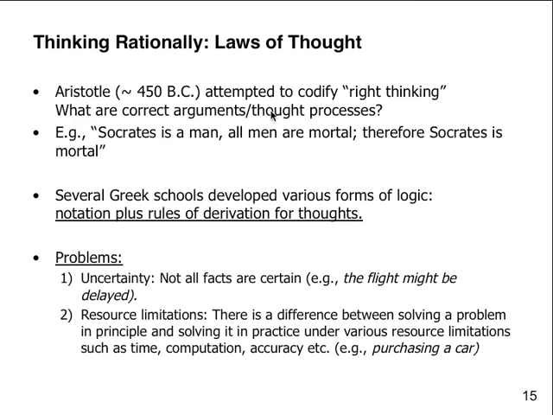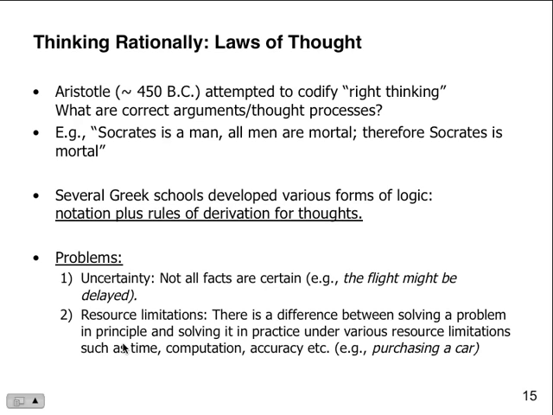So Aristotle here attempted to codify the right thinking. And what are the correct arguments and thought processes associated with that? Socrates says, all men are mortal, therefore Socrates is mortal, in terms of the example. So since Greek schools developed various forms of logic, the notion plus rules of derivation for thoughts occur. So one of the problems might be uncertainty. Not all facts are certain. The flight might be delayed.